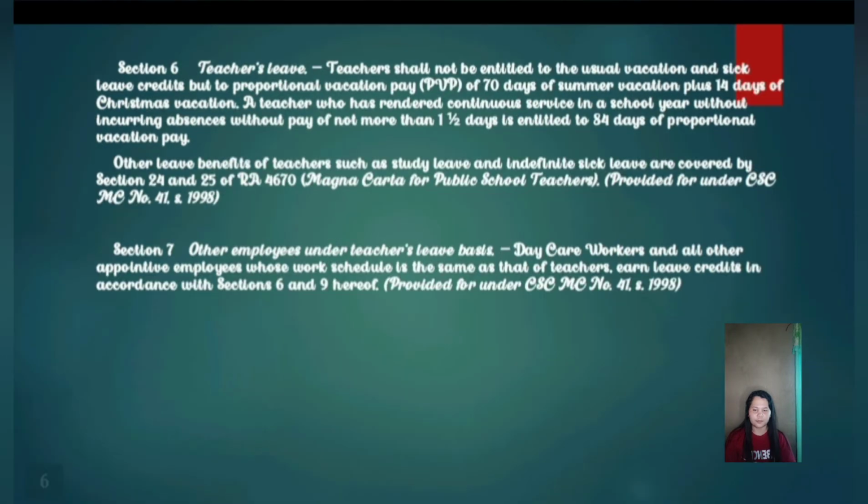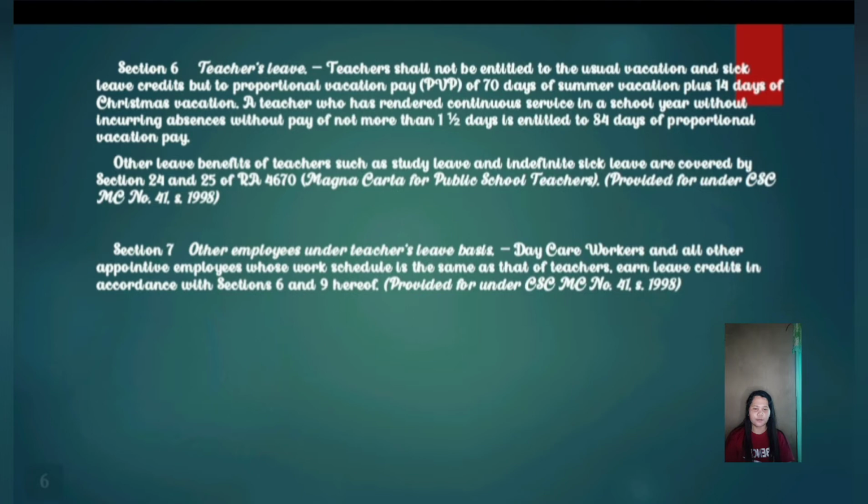Section 6. Teachers' leave. Teachers shall not be entitled to the usual vacation and sick leave credits, but to proportional vacation pay, or the PVP, of 70 days of summer vacation plus 14 days of Christmas vacation. A teacher who has rendered continuous service in a school year without incurring absences without pay of more than 1.5 days is entitled to 84 days of proportional vacation pay.